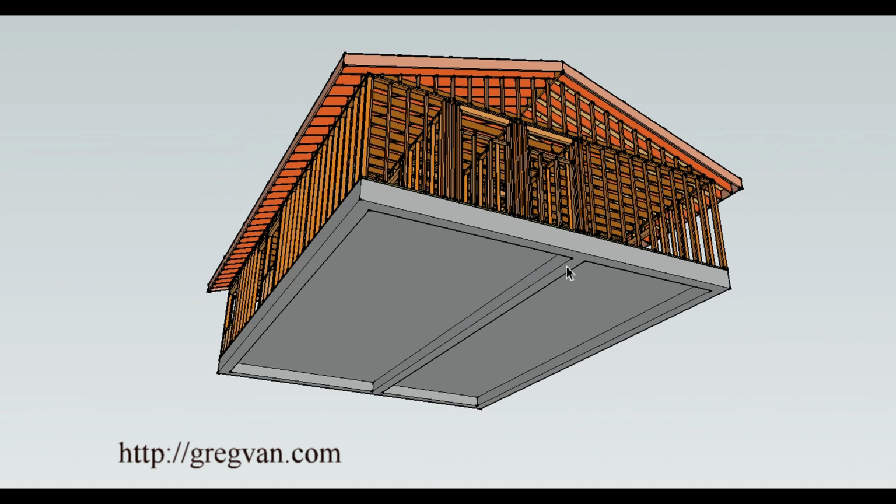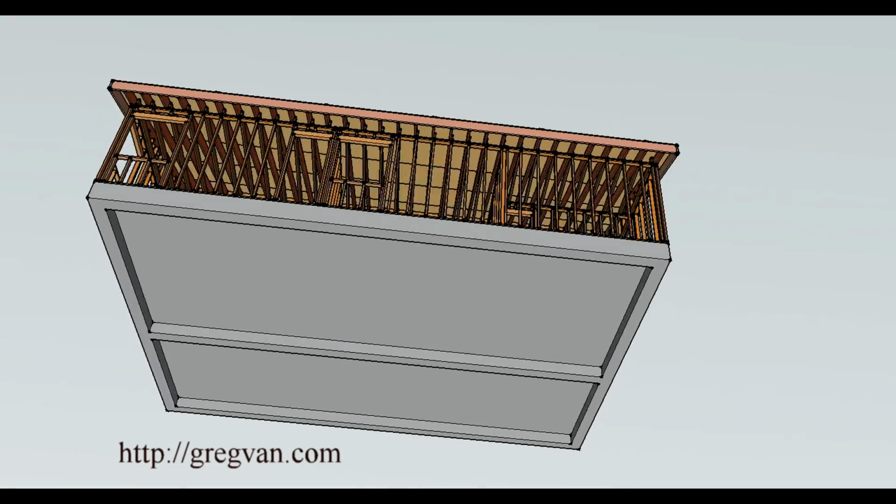This center footing would be the load-bearing wall for the ceiling joist. The ceiling joist lap on the top wall, the exterior wall here, the exterior wall here, and in the center, there's a wall that runs straight through, and of course, you'll see that in the other videos.